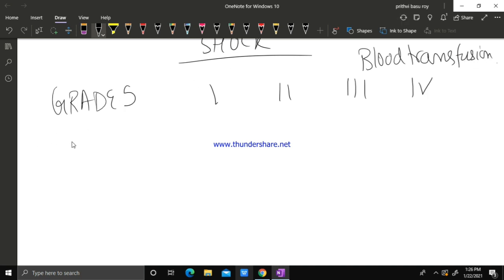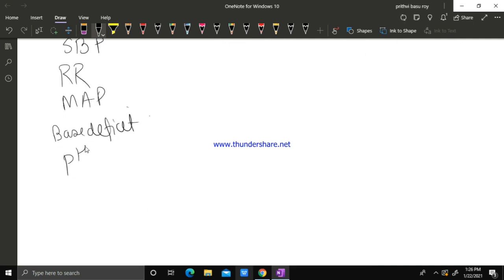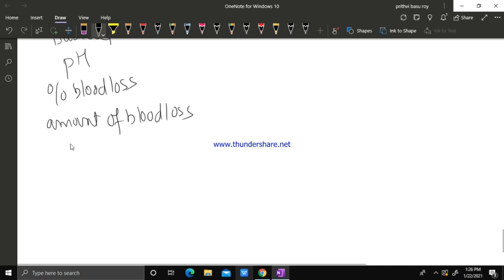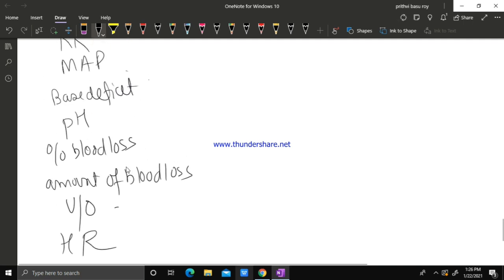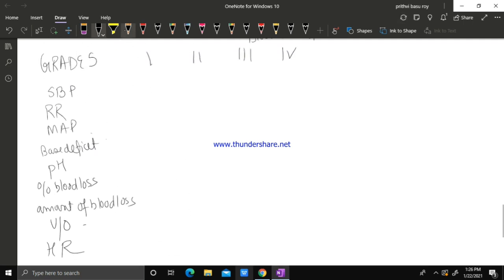What are the parameters? Systolic blood pressure, then respiratory rate, mean arterial pressure, base deficit, then pH, then percentage blood loss. I'm writing that last purposely because everyone knows that. And the amount of blood loss. And I think I've missed one or two. Yes, urine output definitely, and the heart rate. So these are the things which have to be seen. A lot of things have to be seen.